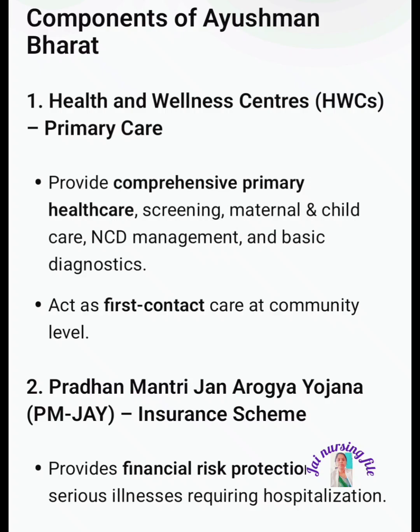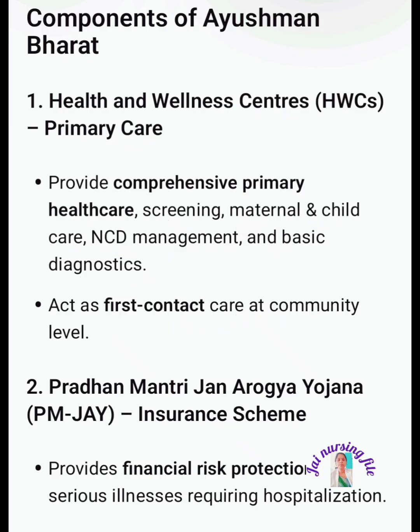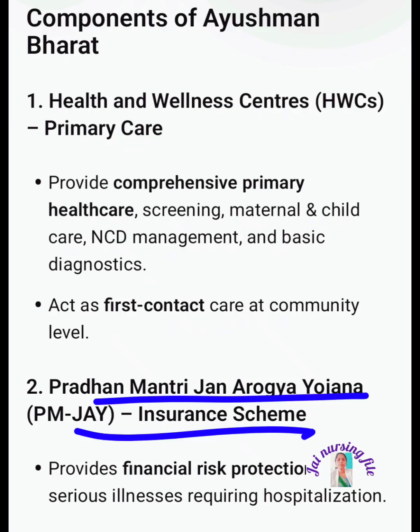Next, move on to the components of Ayushman Bharat. The first one, Health and Wellness Centers, HWCs. So here we are giving primary care and providing comprehensive primary health care screening programs. They are doing MCH care, NCD management and basic diagnostics, and act as first contact care at the community level. And second one, Pradhan Mantri Jan Arogya Yojana. So this is the insurance scheme, which provides financial risk protection for serious illness requiring hospitalization.